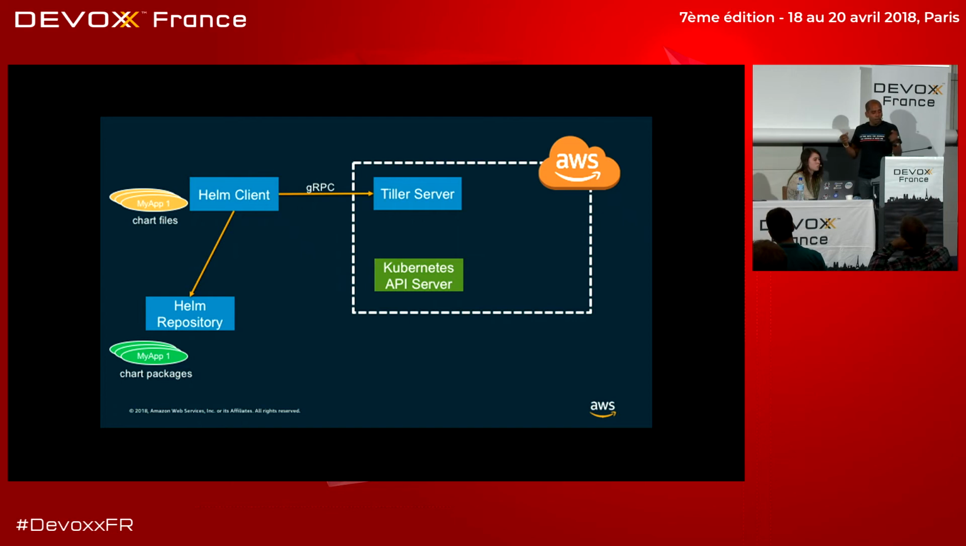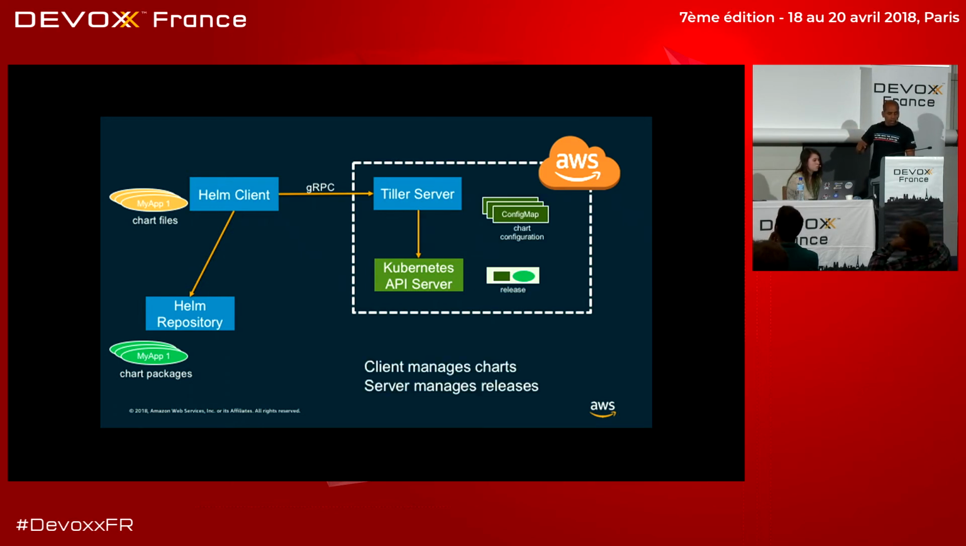By default, the Helm client will talk to the Helm repository, download the chart locally, and use gRPC to talk to my Tiller server, which then talks to the Kubernetes API server and stores it in a local config map and manages your releases over there. So that's your broader Helm architecture in terms of how these different components work with each other.